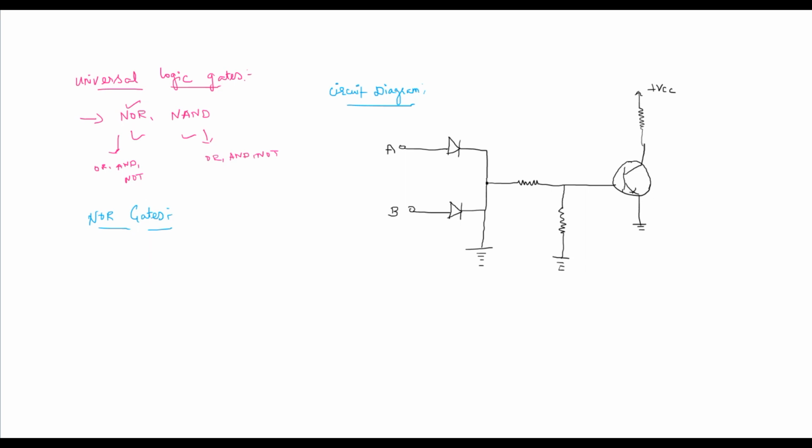Okay, so this is the circuit diagram for the NOR gate. This is how the basic NOR gate is connected. Okay, so now we have to separate it into two parts. Okay, from this, this is only one part.